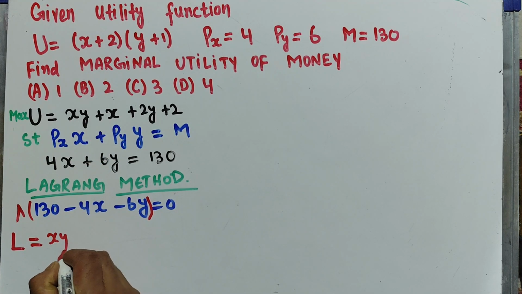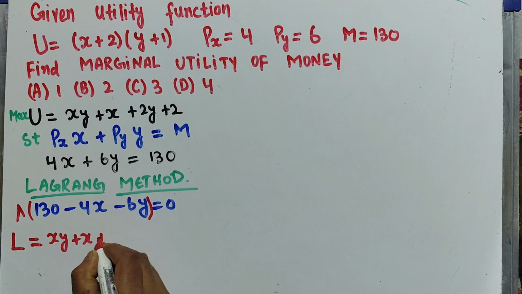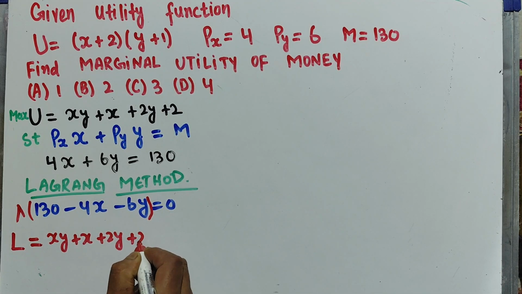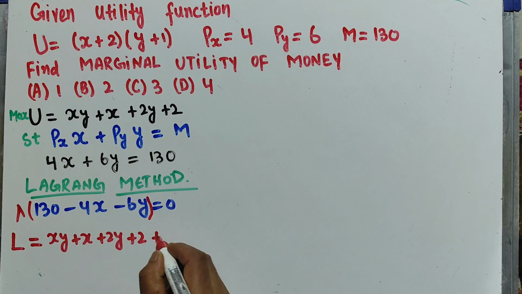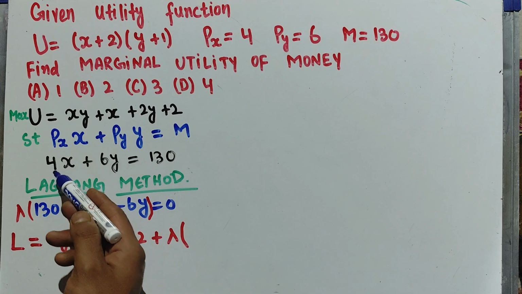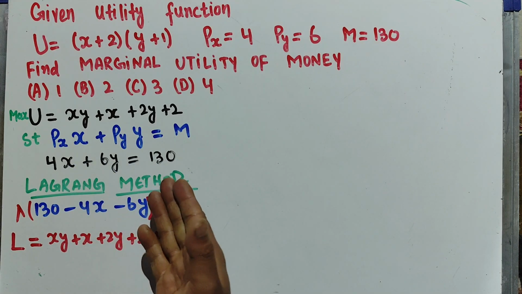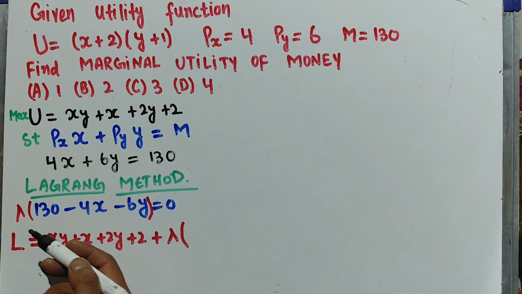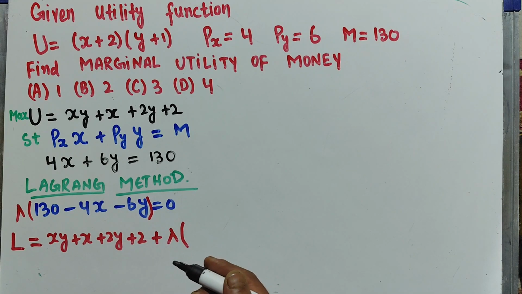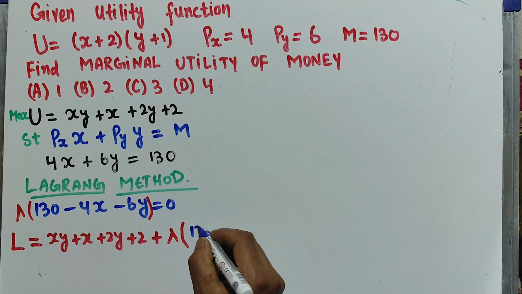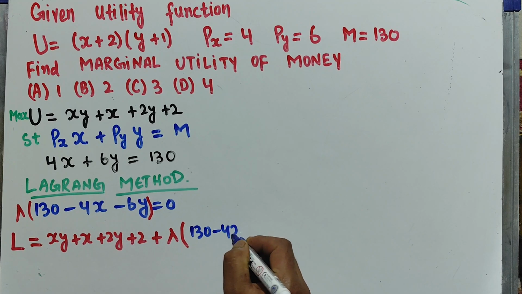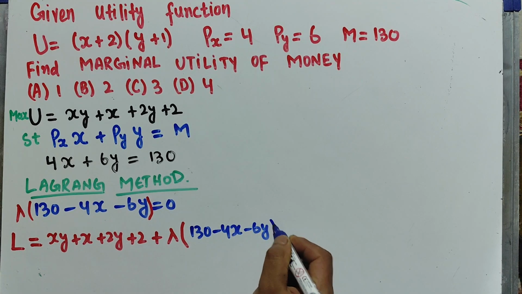After that I can form the Lagrange function, which will be equal to our utility function, which is xy plus x plus 2y plus 2. To this I add the resulting budget constraint, which I formed by setting first this budget constraint equal to 0 and multiplying it by the lambda. So we have lambda times 130 minus 4x minus 6y. This is our Lagrange's function.